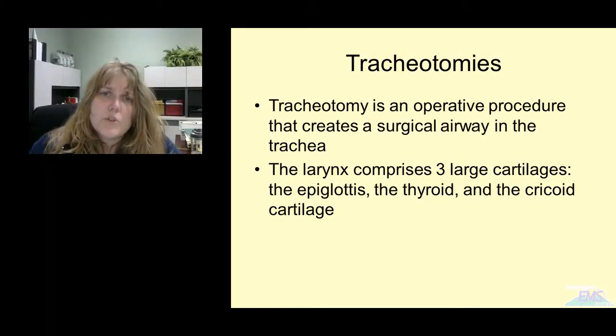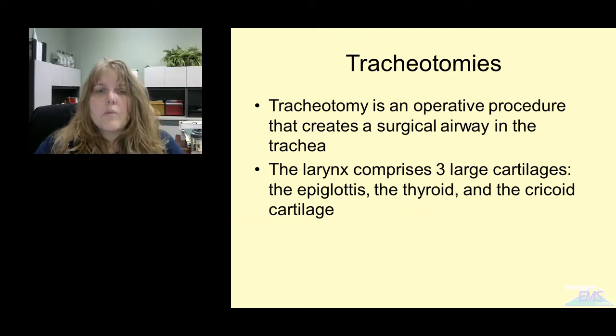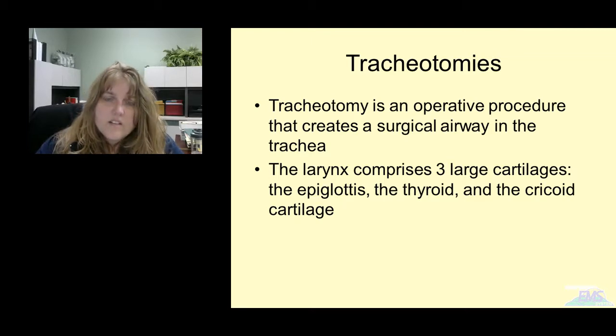Now moving forward, we're talking about tracheostomies. A tracheostomy is an operative procedure that creates a surgical airway in the trachea. And the larynx is comprised of three large cartilages. You have the epiglottis, the thyroid, and then the cricoid cartilage.